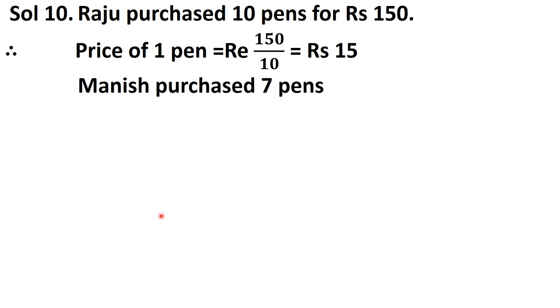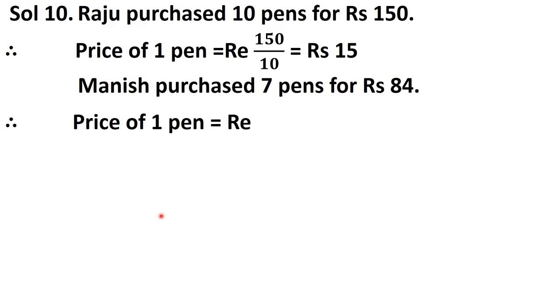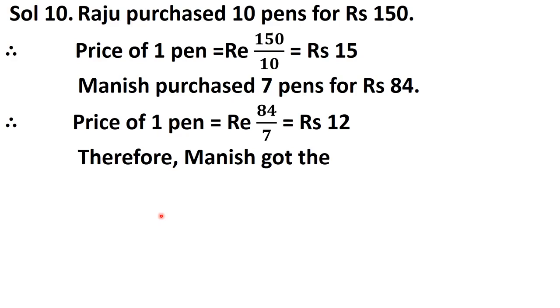Manish purchased 7 pens for rupees 84, and price of 1 pen is rupees 84 divided by 7, which is equal to 12. Now see, Raju purchased 1 pen for rupees 15 and Manish purchased 1 pen for rupees 12. So who purchased cheaper? Manish. Manish got the cheaper pen.